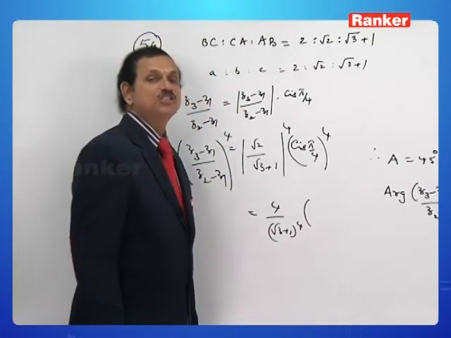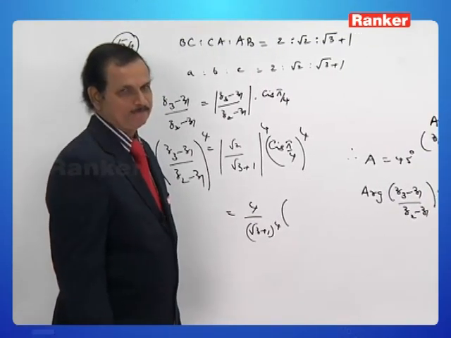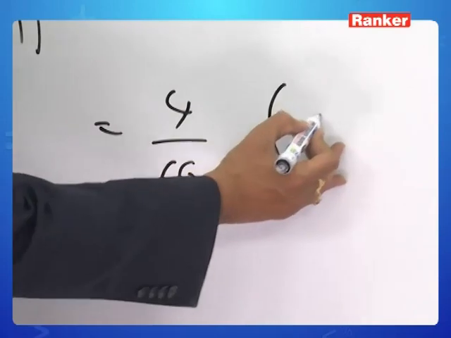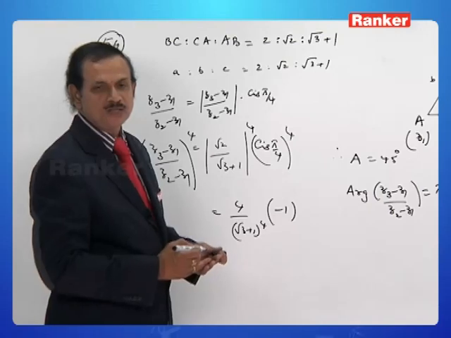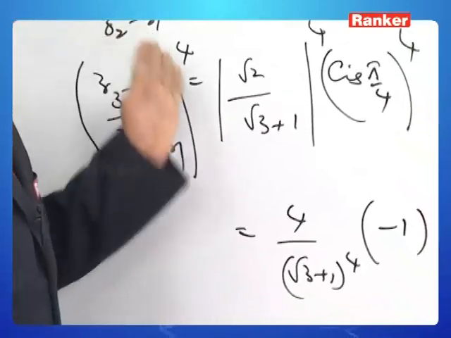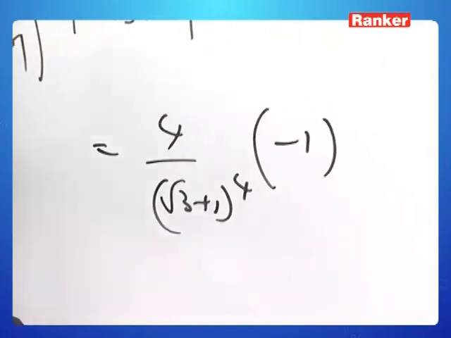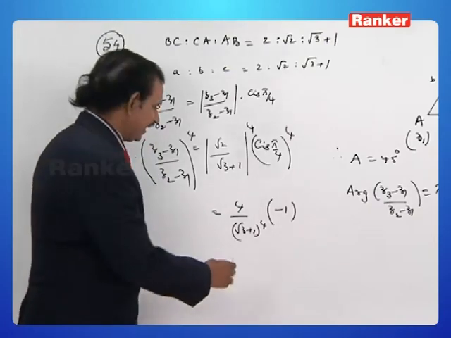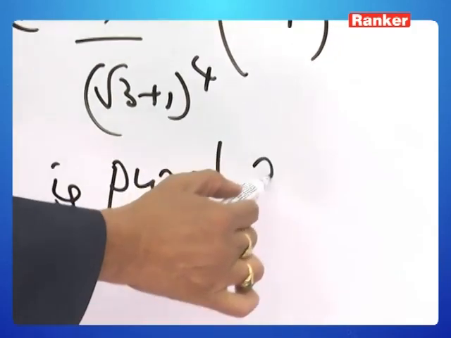It is nothing but 6 pi. What is cos 6 pi plus i sin 6 pi? Cos pi plus i sin pi, that is nothing but minus 1. Therefore, minus 4 by (root 3 plus 1) whole power 4. We could have estimated (Z3 minus Z1) by (Z2 minus Z1) whole power 4 is equal to 4 into minus 1 by (root 3 plus 1) whole power 4. What could you observe? This is purely real.